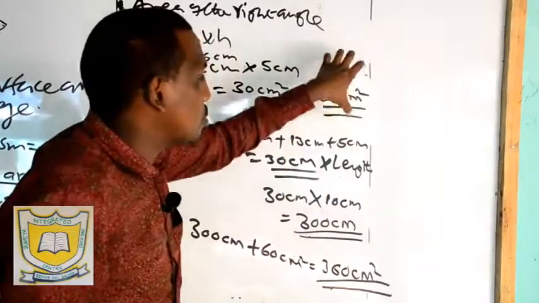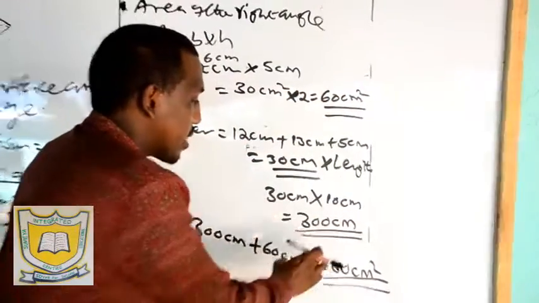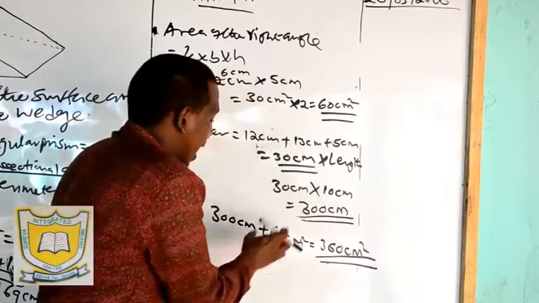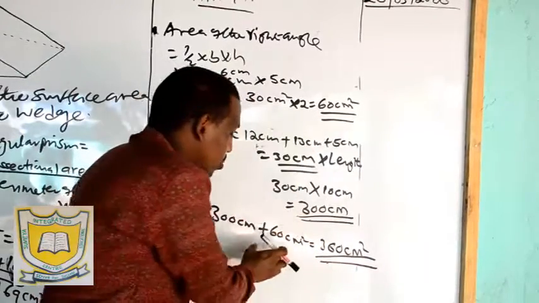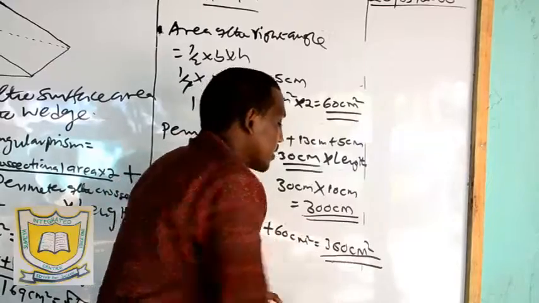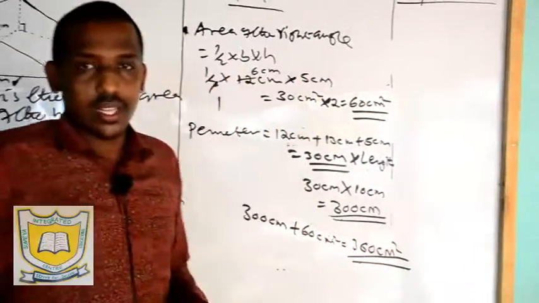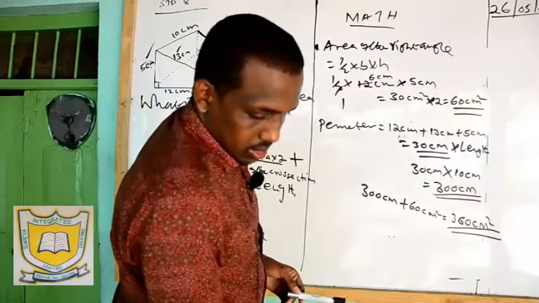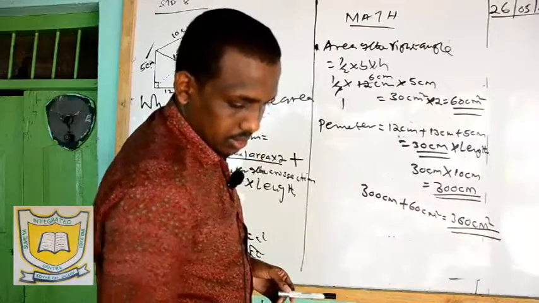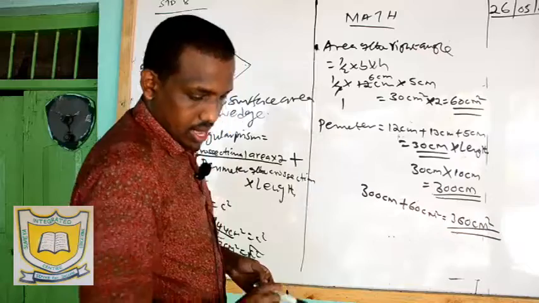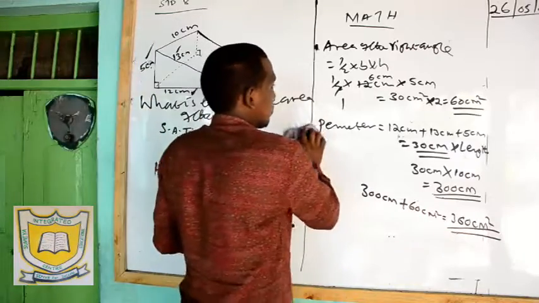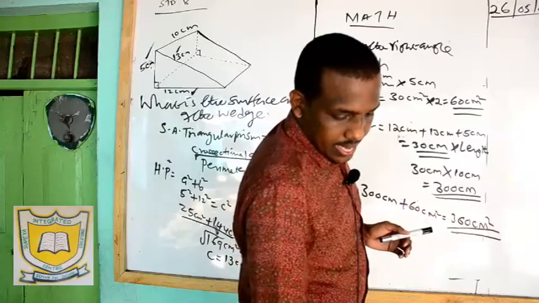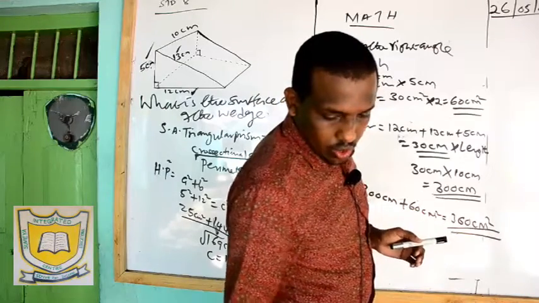So what do you do now? You add the area and the perimeter. The perimeter times the length is 300 centimeter plus the area of the cross section, which is 60. You will get 360 centimeter squared. That's how we solve that question. We go now to another question.